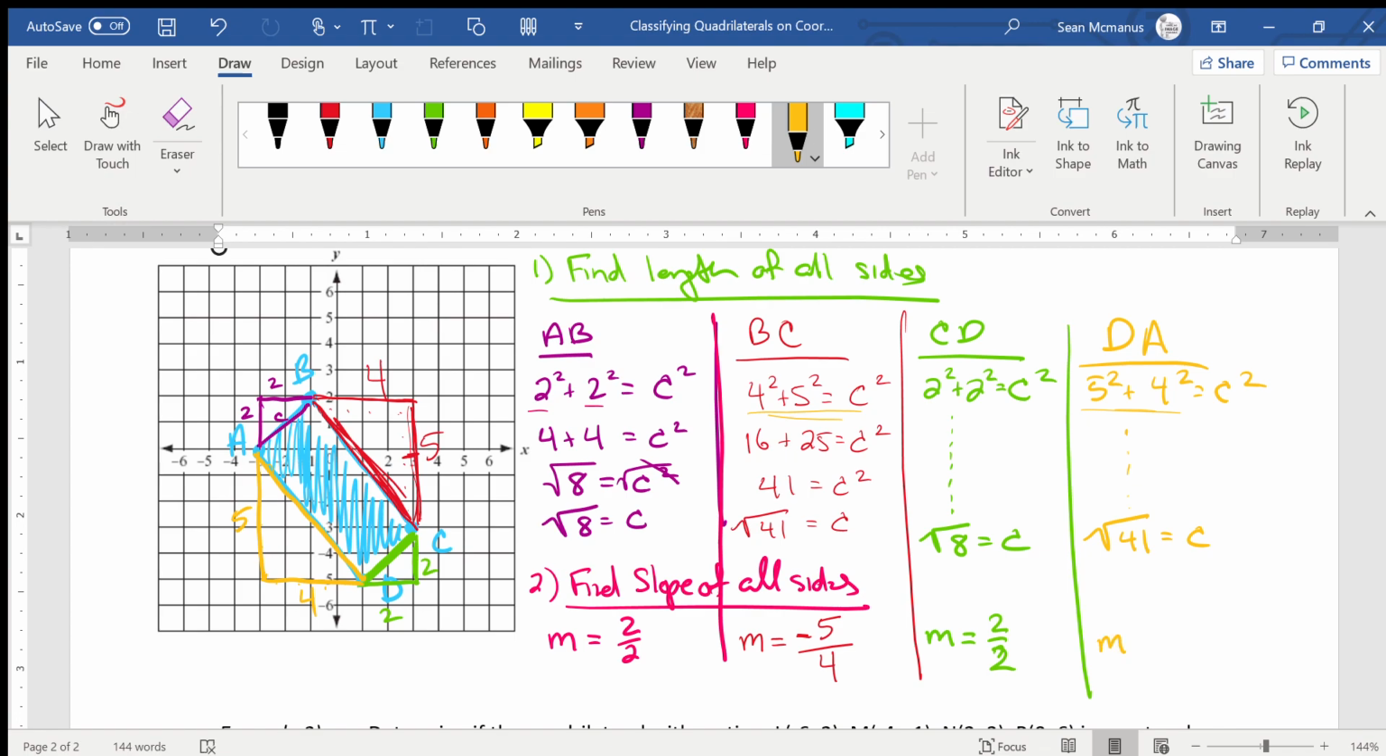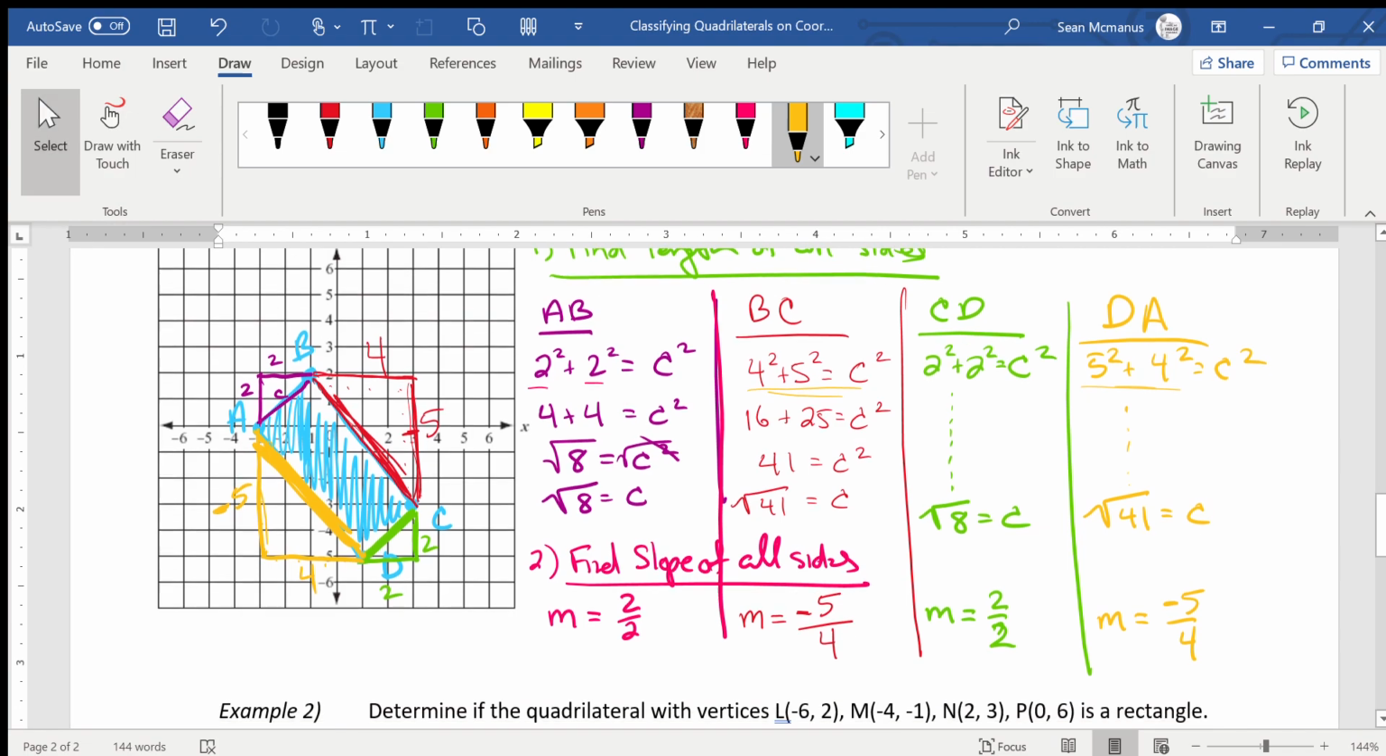And for that one, my slope equals, again, from left to right. If I look over here at my graph, from left to right, it goes down 5, and to the right 4 is positive. So my slope is negative 5 over 4. Okay, so that's a lot of work to find the lengths of all 4 sides and the slope of all 4 sides. And now we have to examine that, analyze that, and figure out what that all means, right?